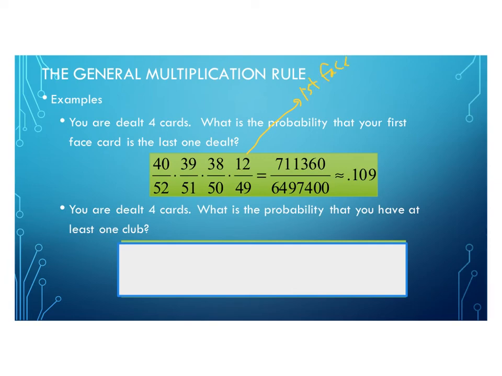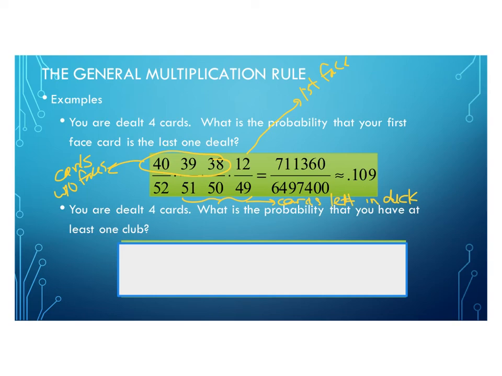These numbers represent cards without faces, and these numbers represent cards left in the deck. So I would do 40 over 52. I keep that card. The next card would be 39 non-faces over 51 because we took 1 card away, times 38 out of 50 because it's the third card, times 12 over 49.